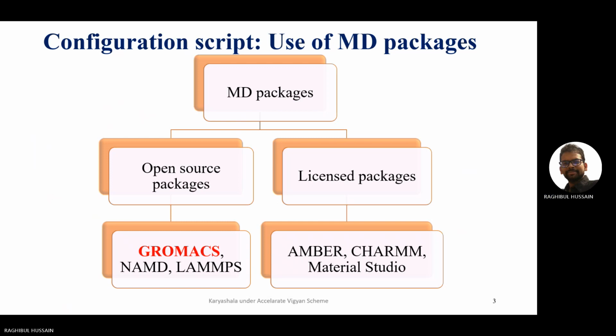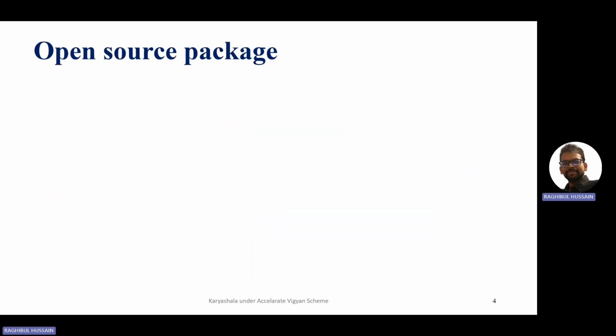For the configuration script, we use different types of MD packages. Some are open source packages, some are licensed packages. Open source packages like GROMACS, NAMD, and LAMMPS are very widely used. Amber, CHARMM, as well as Materials Studio are licensed packages. Out of them, I think Amber and CHARMM are relatively cheaper, but Materials Studio is very expensive.